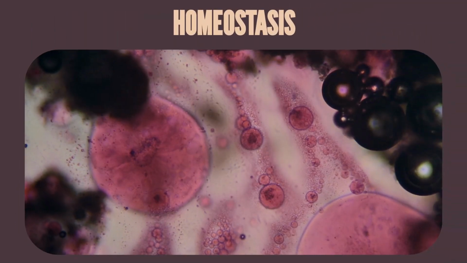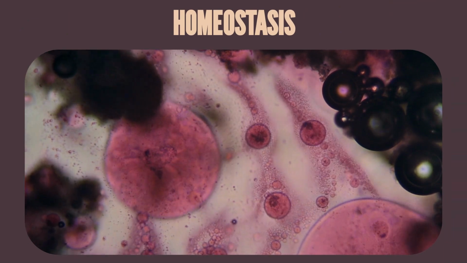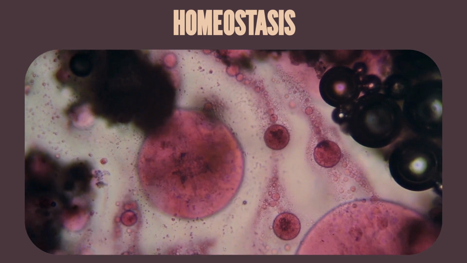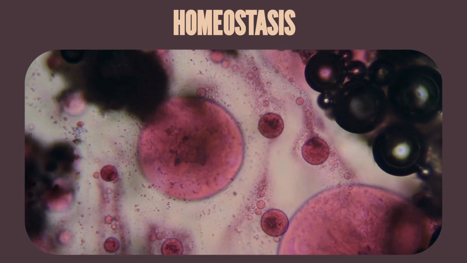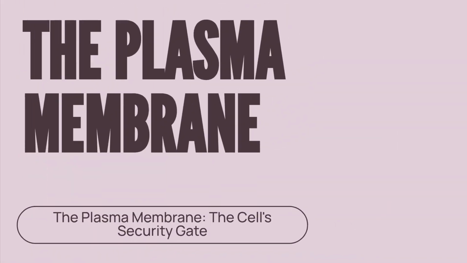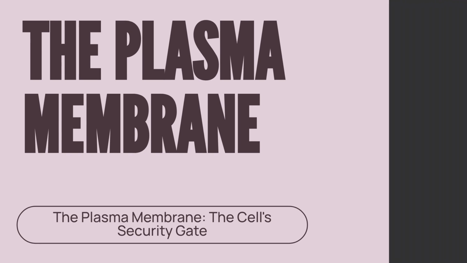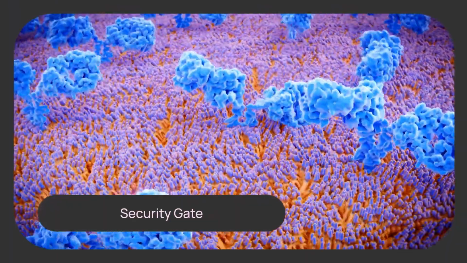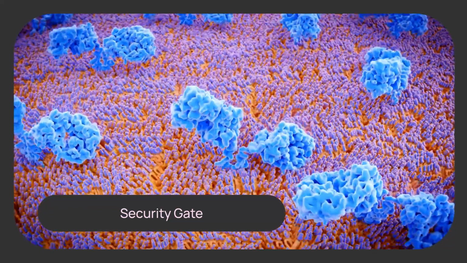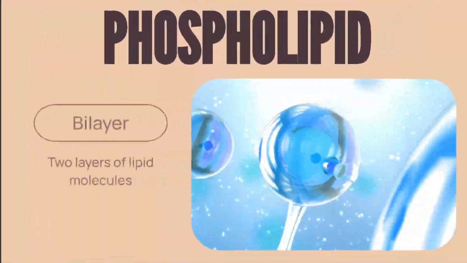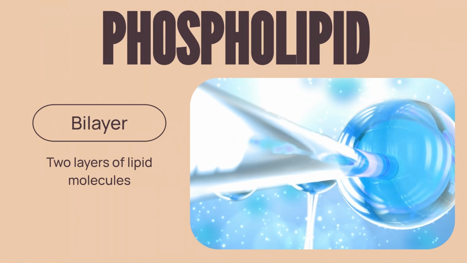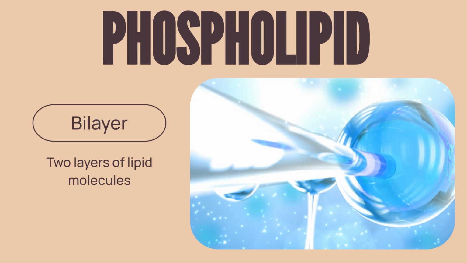To stay alive and maintain a stable internal environment, a state known as homeostasis, the cell must have strict control over what goes in and out. The key structure responsible for maintaining this crucial balance is the plasma membrane. Think of the plasma membrane as a highly regulated fence or security gate, controlling all passage into and out of the cell. This membrane is composed mainly of a phospholipid bilayer, meaning it consists of two distinct layers of lipid molecules.